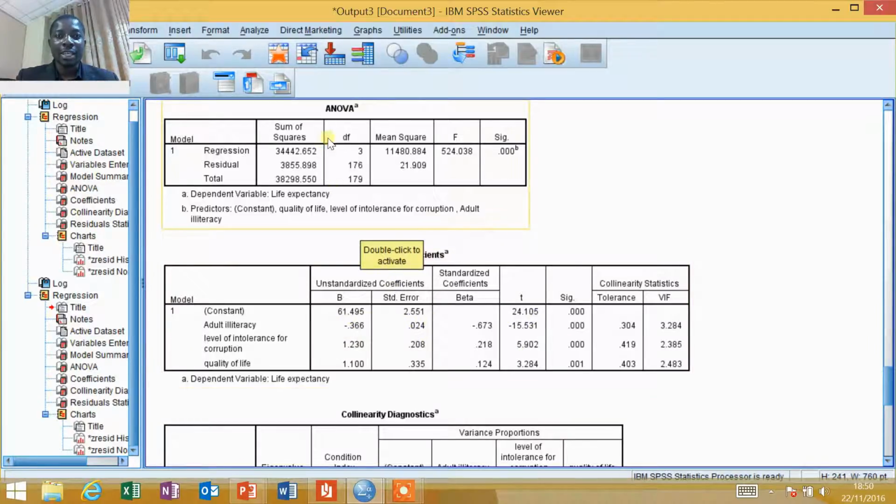Now, if you come here, the regression sum of squares and the residual sum of squares, when you sum them, you get this total. When you divide this by the degrees of freedom, you get this. When you divide this one by that, you get that. And when you divide this one by this, you also get this. So you need to know the relationship between them.